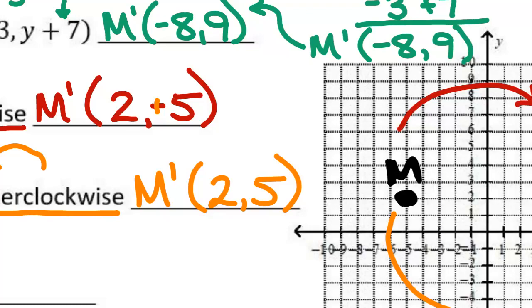Remember, 90 degrees clockwise is the same as 270 counterclockwise. And that works the other way around as well. 90 counterclockwise is the same as 270 clockwise. 90 one direction is the same as 270 the other direction.